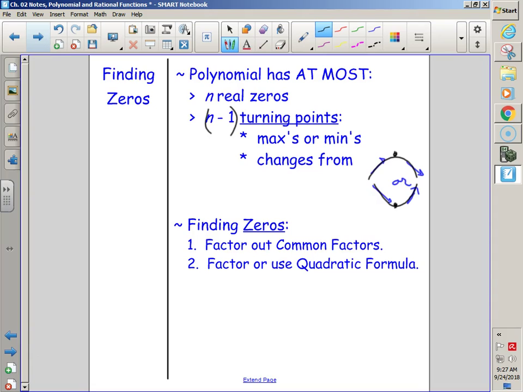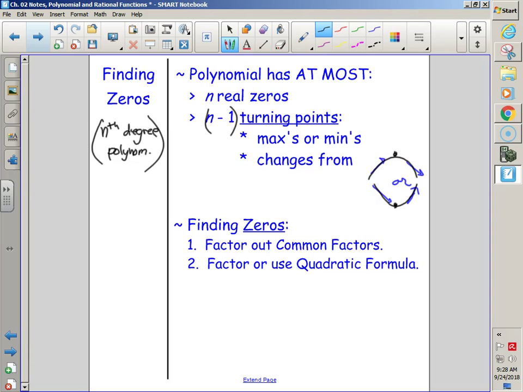At most. We saw some parabolas that had absolutely no zeros, although they could have had two if they had been repositioned. So when I say polynomials have at most, that means sometimes they have none, sometimes they only have one or two or three, depending on the degree. So when we have an nth degree polynomial, at most the polynomial can have n zeros, like a parabola.